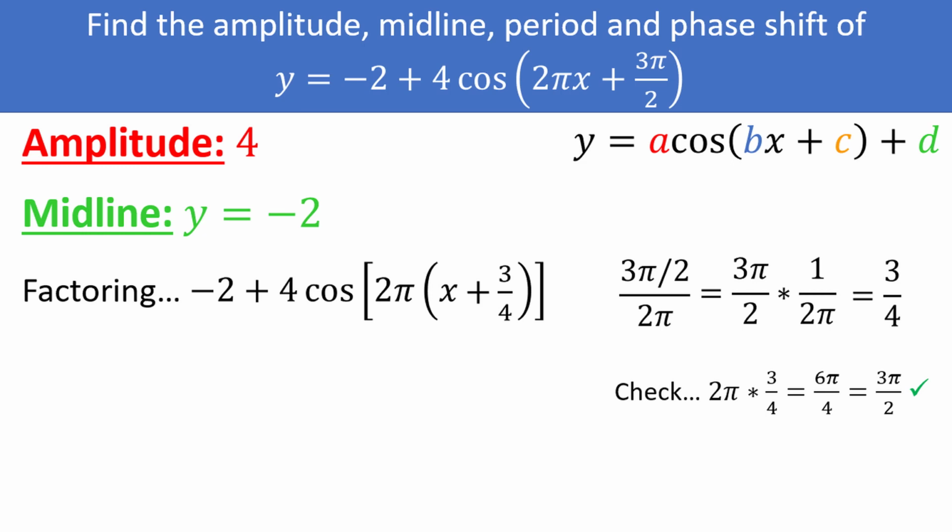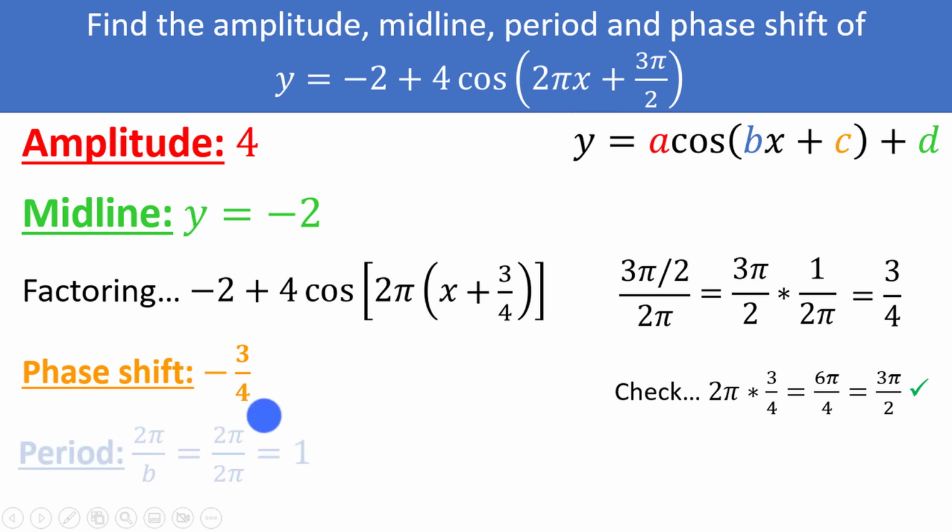At this point, we are ready to identify our phase shift. Since we have a value added on the inside of our function, that indicates a phase shift to the left. We represent that by -3/4. This is a phase shift of 3/4 units to the left, indicated by -3/4. Finally, we can find the period by taking 2π and dividing by the value multiplying x, which is just 2π. If we take 2π and we divide by b, which is just 2π, we will just get 1. So the period of this function is just 1.